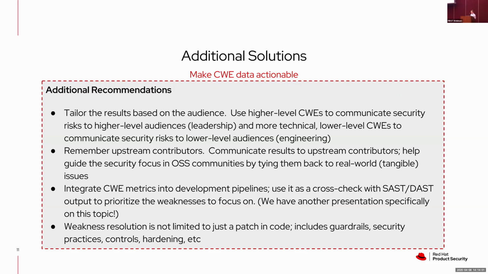Also remember your upstream contributors. This is especially relevant for Red Hat, right? We're working in this open source space. A lot of the components that we pull down are developed upstream, right? So if you're trying to make a change to some of those components, you don't necessarily want to fork it internally as a vendor, right? But you want to work back upstream and give them that data as well.